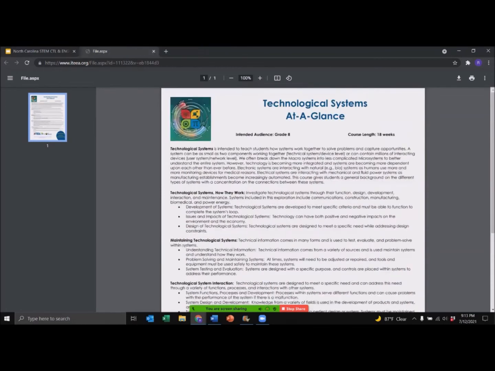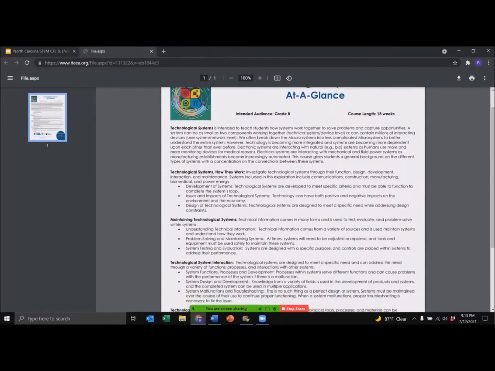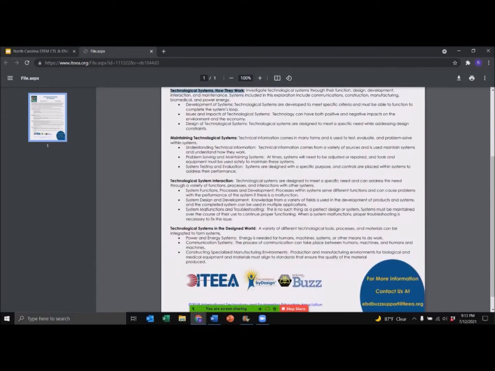Our 8th grade course, Technological Systems, again, is a semesterized course intended for grade 8. And the KSBs for grade 8, meaning knowledge skill builders, because at the middle school level, when we show the Agilix navigational points, we do knowledge skill builders in middle school, not units like in high school. We talk about how systems work, technological systems, how to maintain them, interaction via technology, and the systems in the design world.